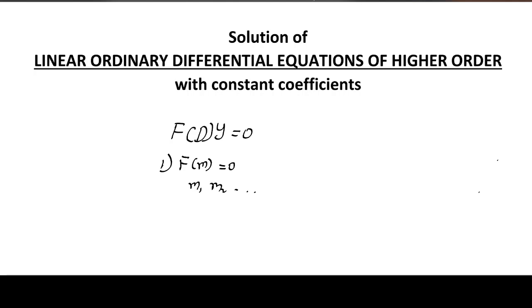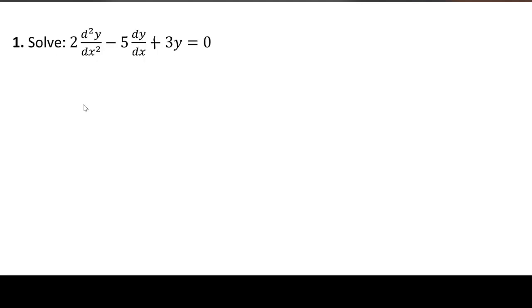First, let us move on to the first problem. We have a second order differential equation here, and it's not in the standard form, that is, it's not in terms of capital D. First, I will write this in terms of capital D: (2D² − 5D + 3) y = 0. So this is a second order differential equation.